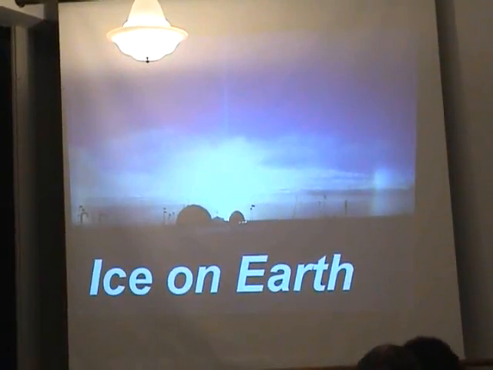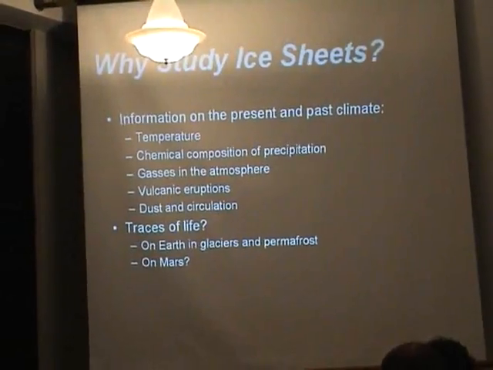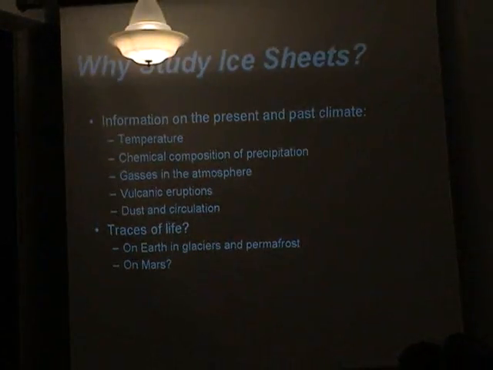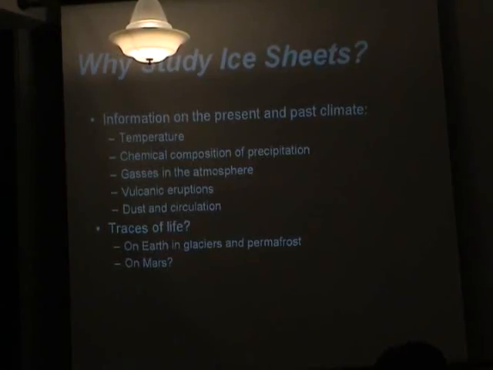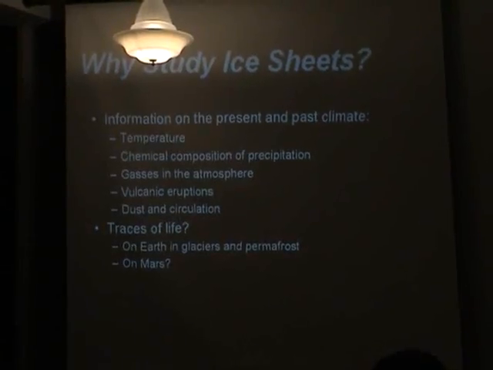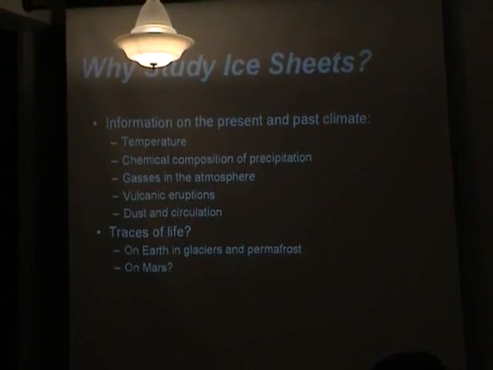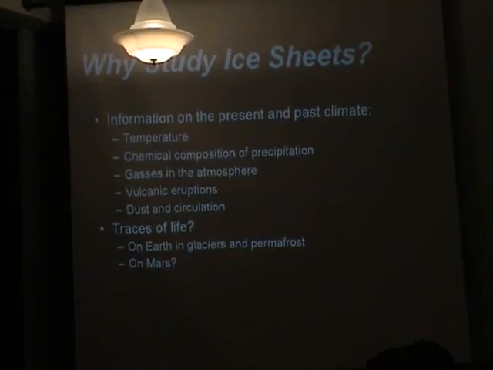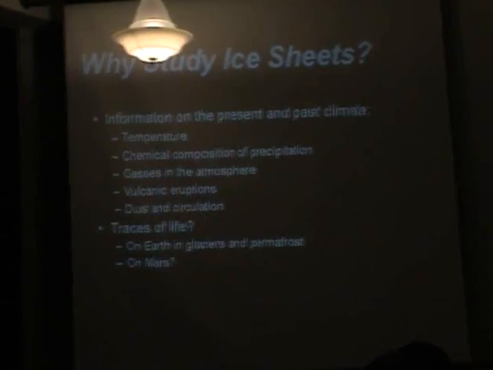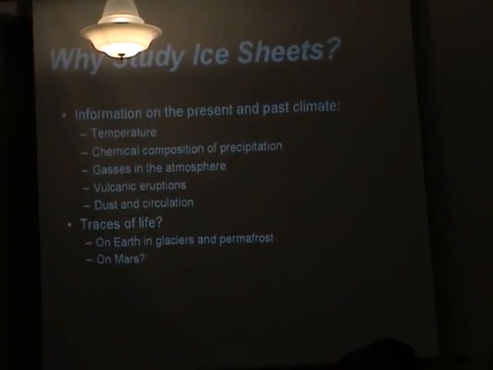So I'll just briefly tell you why we look at ice at all. Why we study ice sheets here on Earth and on any planet is because we can get information about the present and past climates. An ice sheet is composed of precipitation. It's direct atmosphere samples from many years ago. We can find out what past temperatures have been, how the precipitation has been composed, what gases there were in the atmosphere, volcanic eruption history, and so on, dust and circulation.